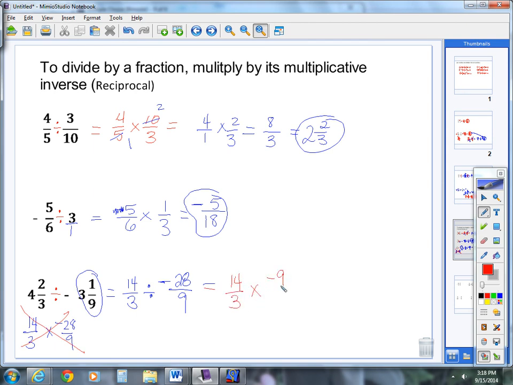Take the reciprocal or the multiplicative inverse. I'm going to do some reducing here, some cross-canceling. 14 and 28, they both have something in common, which is 14. 14 goes into 14 once. 14 goes into 28 twice. 3 and 9 have something in common. 3 goes into 3 once. 3 goes into negative 9, negative 3 times. So I'm going to rewrite my reduced fractions. 1 times negative 3 is negative 3, over 1 times 2 is 2, which then gives us negative 1 and 1/2.